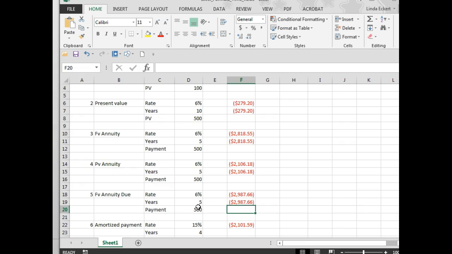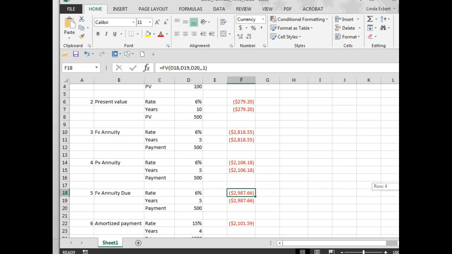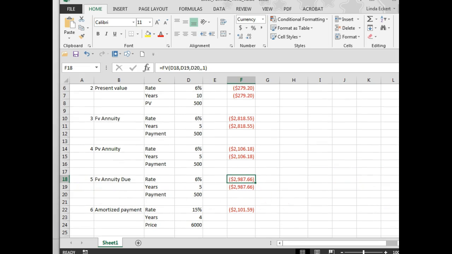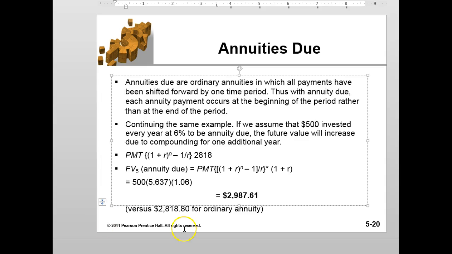So all you have to do is say, oh, we're changing that. You come up here, add a 1 right there. It will take you right to where you want to go to get the numbers that you need to know on that. Pretty nifty, huh? So Excel is wonderful for this kind of stuff.